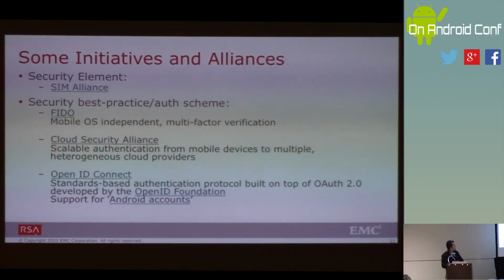Some initiatives that I want to take a look at. The SIM Alliance has been a really good one in terms of establishing standards and protocols for the secure element side. FIDO provides an OS-independent multi-factor verification method, and there's a good level of traction there. Banking, and Google in fact, is one of the board members of FIDO. Cloud Security Alliance is another good one, trying to establish methods of highly scalable authentication across heterogeneous cloud providers, so that kind of split key method that we talked about earlier. And obviously OpenID Connect, which is the authentication protocol on top of OAuth, based on the OpenID Foundation, and supports Android accounts. There's actually an implementation within Google Code that provides OpenID Connect and is fully supportive of the Android accounts for authentication and storage.